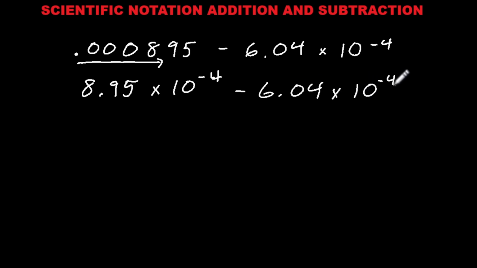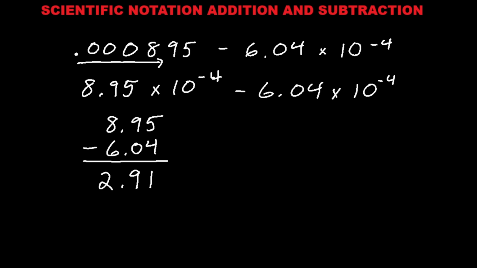Since I now have the same exponents, I'm able to subtract, which gets me 2.91, and this is times 10 to the minus 4th power. Again, since I have one digit to the left of the decimal, this is in proper scientific notation, so this is correct.